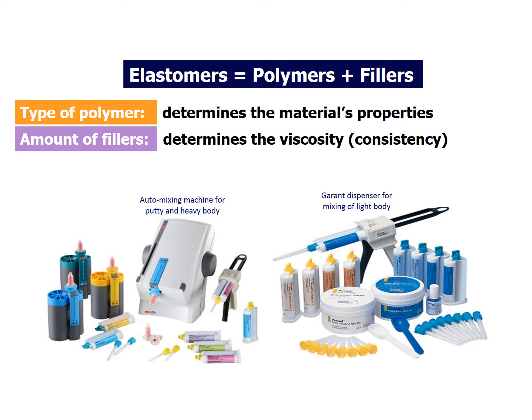All impression materials belong to the same category of materials, which is called the elastomers, which are composed of a polymer and fillers. The type of polymer determines the material's properties, while the amount of fillers determines the viscosity or consistency of the impression material.